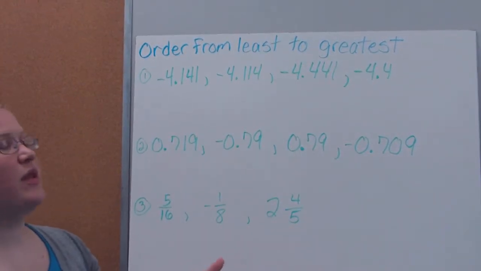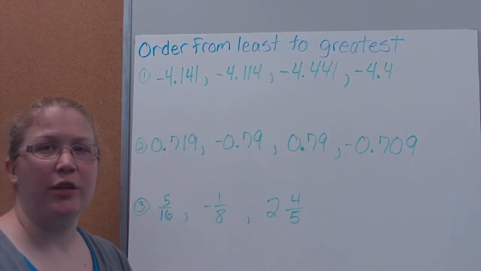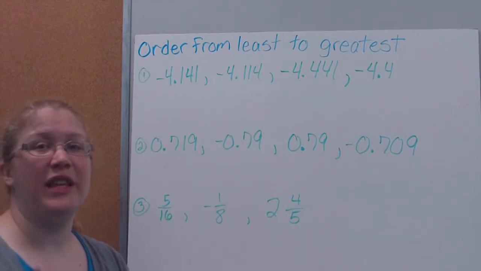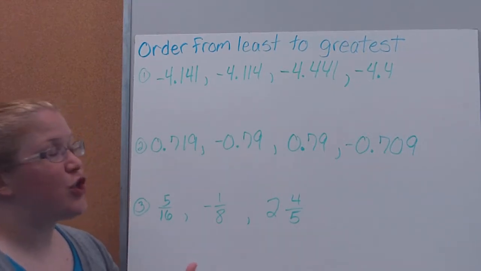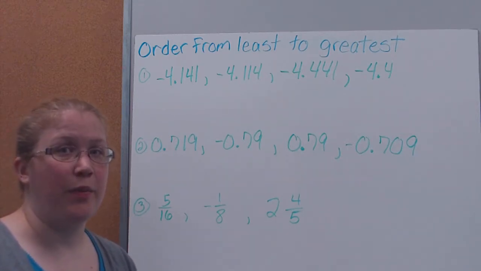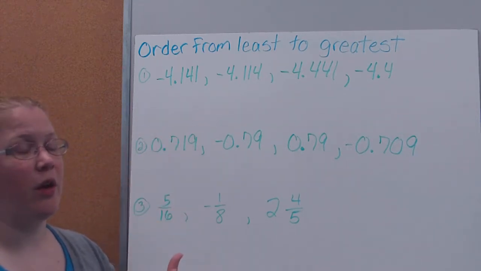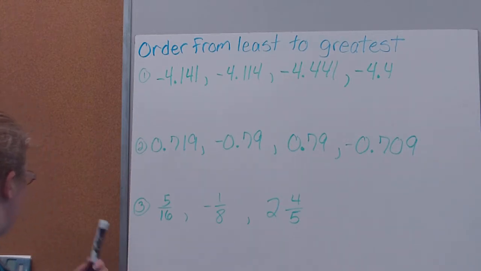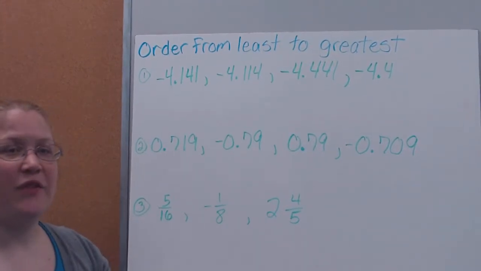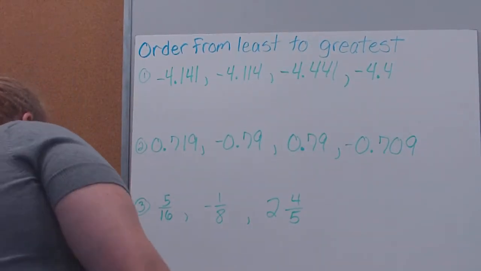So we're going to go ahead and do this. The big thing to remember here is that when we have negative numbers, everything is reversed. So the larger the digits, the smaller the number is when we're dealing with negative numbers. So let's keep that in mind as we're working our way through this. What you'll notice is that they all start with 4s. So we're going to have to look in the tenths place.